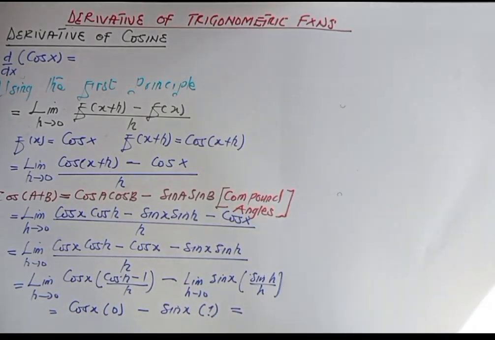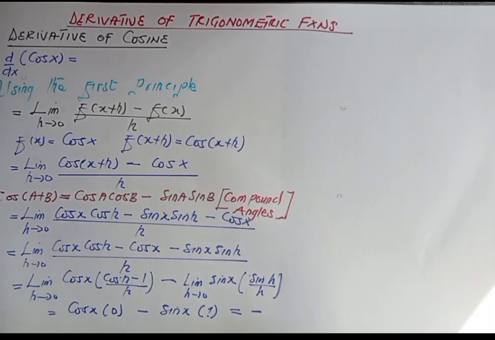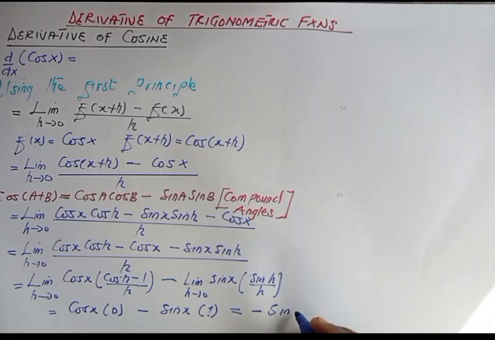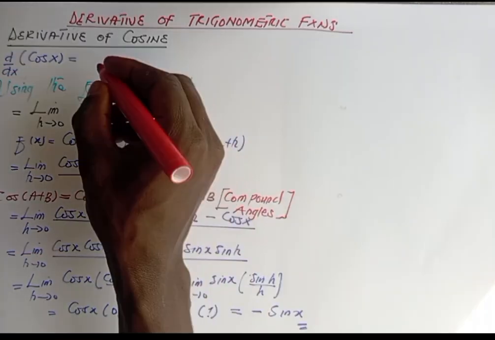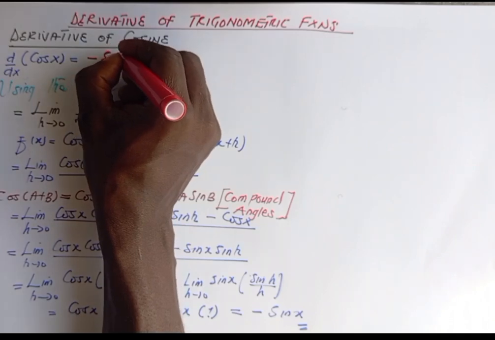So cos x times 0, we know it is 0, and then minus sin x times 1, we are getting minus sin x. This means that the derivative of cos x is negative sin x. So we have negative sin x.